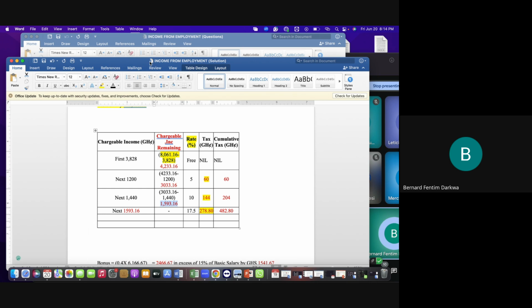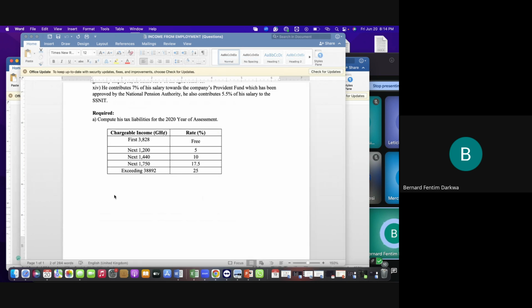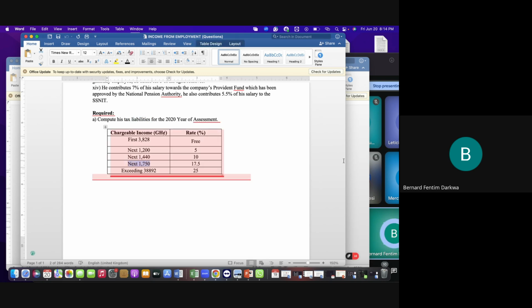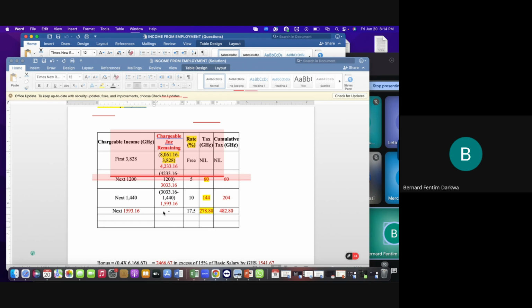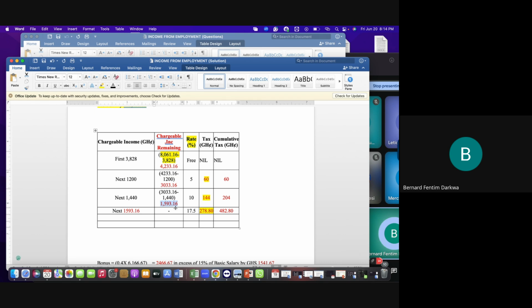But the next amount we are supposed to subtract from it is what? 1,700. It means that it's not possible for you to subtract 1,750 from 1,500. So it means that we cannot go to the next band. So we bring everything left here and charge it at the applicable rate there and sum it. That's all.